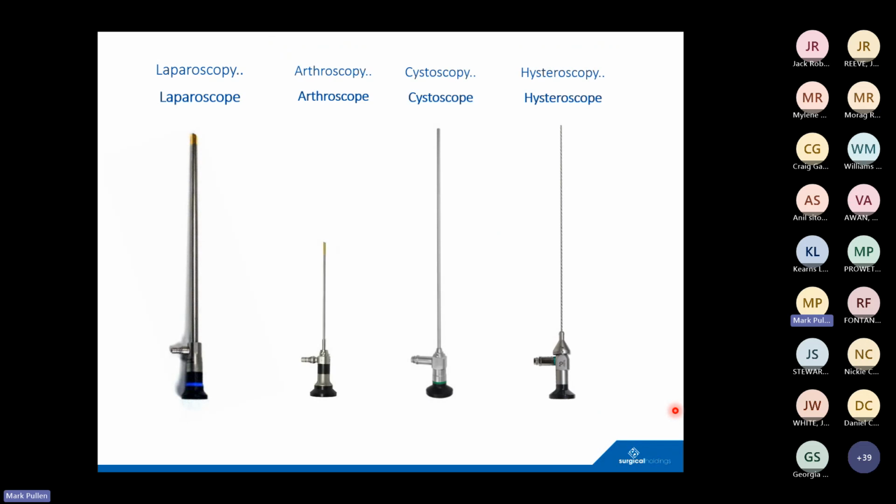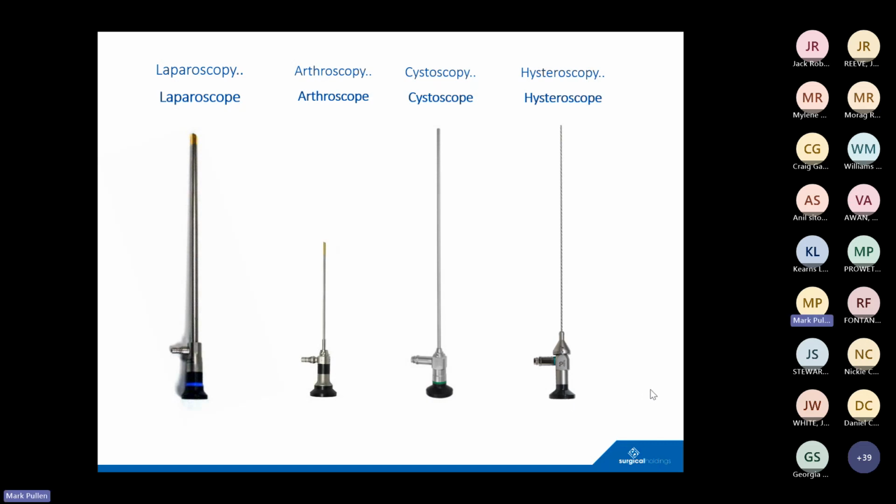So moving on, as you can see, there are a few different design features and specifications for different scopes. This is based on the procedure that they're used for. So lap scopes, as I said, are generally 5 to 10 millimeters, giving the best clarity for abdominal surgery. Arthroscopes will be shorter in length, normally 4 millimeter diameter.